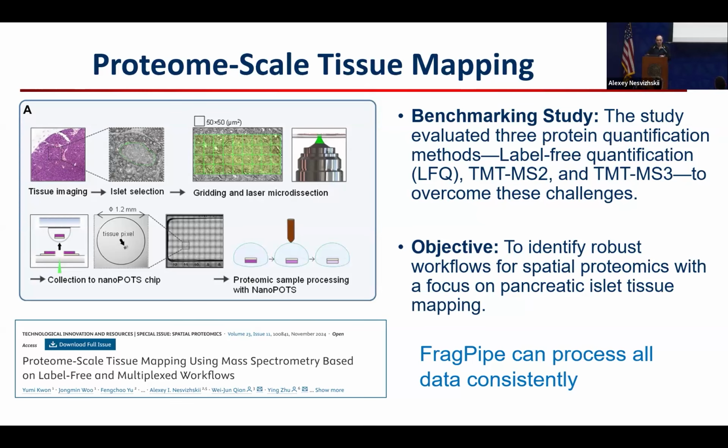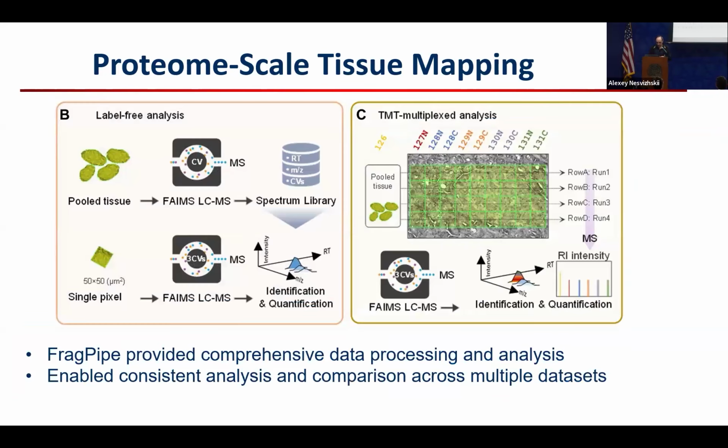Everything would go through the same strategy, including Percolator and false discovery rate scoring, whether it's LFQ or even DIA. So I think one advantage of our pipeline is that it allows you to consistently compare different strategies that you may be applying as part of your optimization protocols or when you're deciding on what strategy to use. So as part of this work, they benchmarked different strategies, again, label-free with MS1-based quantification versus different TMT strategies. And FragPipe provided comprehensive data processing and analysis, but most important for this application was that it was enabling consistent comparison between different data sets, right, between different strategies.